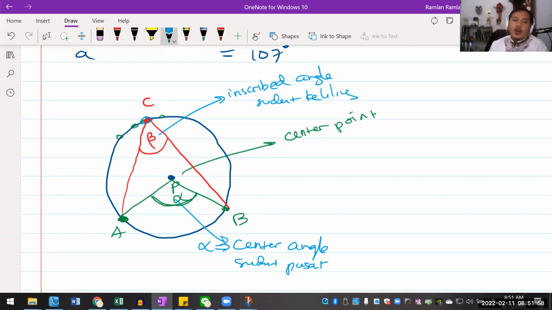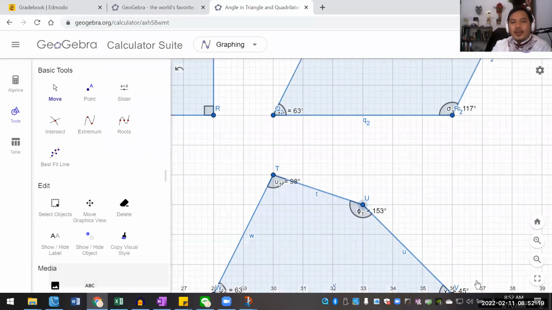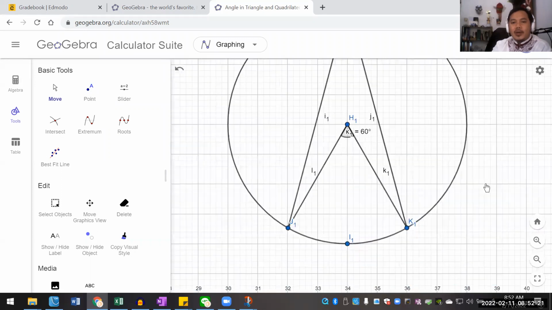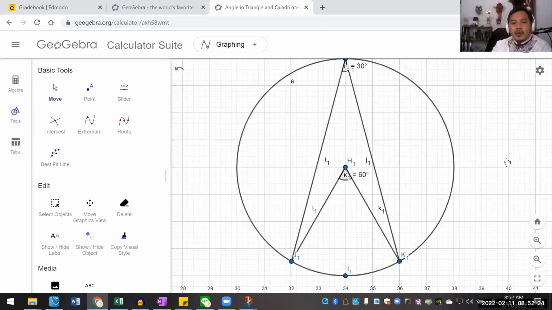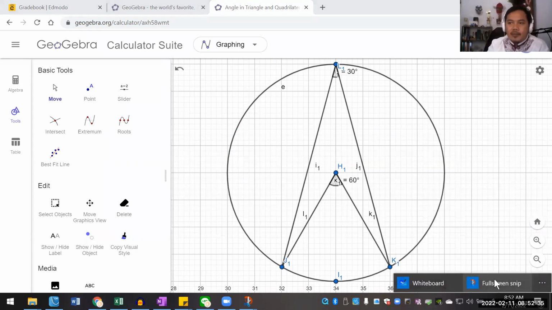Okay, so we have drawn this, and then we want to know, is there any connection between alpha and beta? So we're going to use GeoGebra again to see the connection. I'm just going to draw one circle, and I would like you to conclude what happened exactly in the circle. Here we go. I have the circle here, it's quite big. That guy is a center angle, and this guy is an inscribed angle. I'm going to full screen it first.